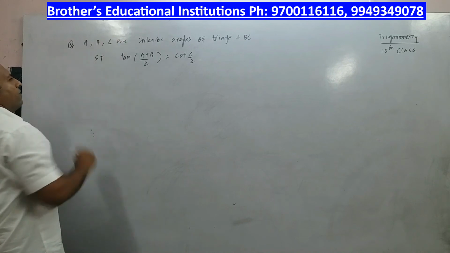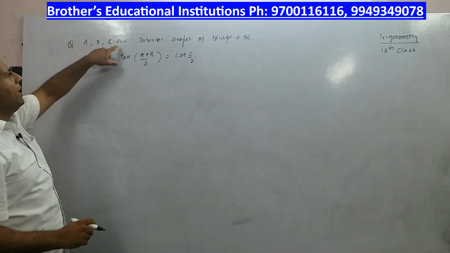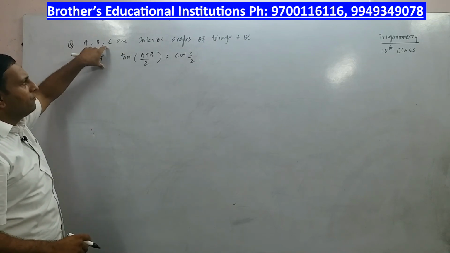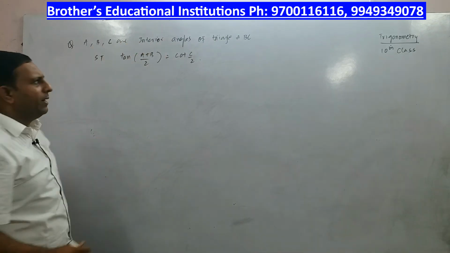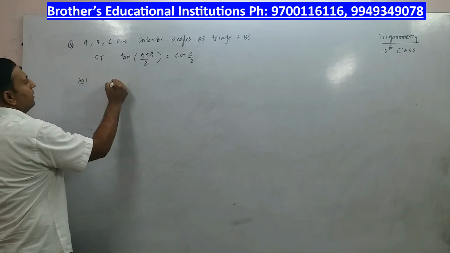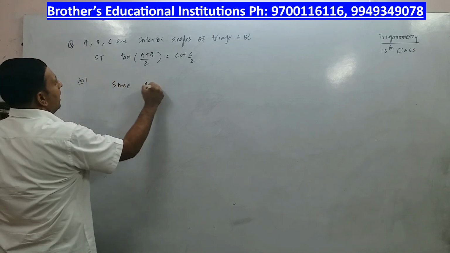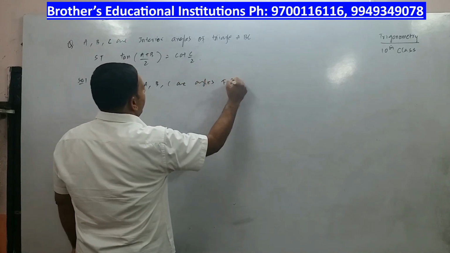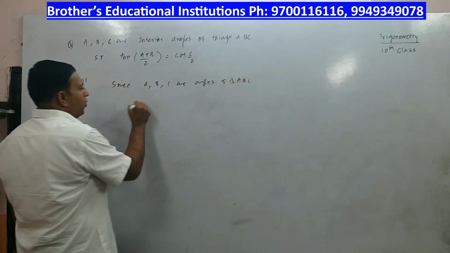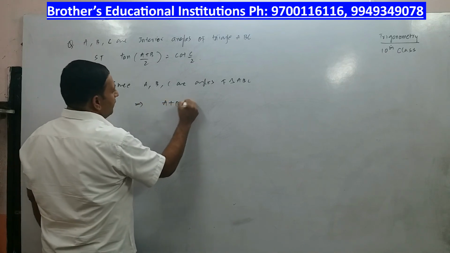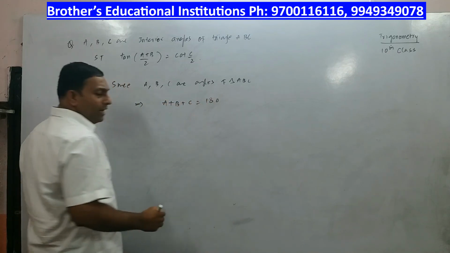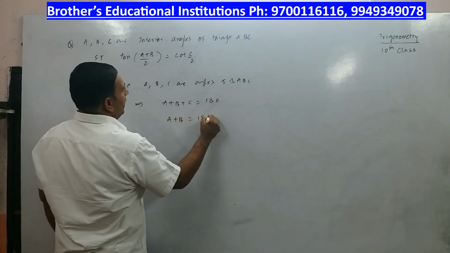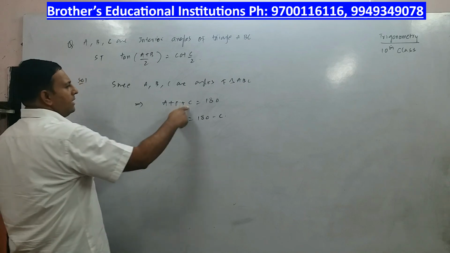We have the next question in front of you. If A, B, C are the interior angles of a triangle ABC, you need to show tan of (A plus B) by 2 is equal to cot of C by 2. Now how am I going to do this? Since A, B, C are angles of triangle ABC, we know that the sum of the angles of a triangle is equal to 180 degrees. So A plus B is equal to 180 minus C.